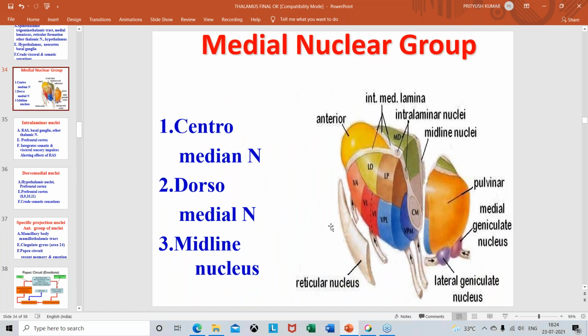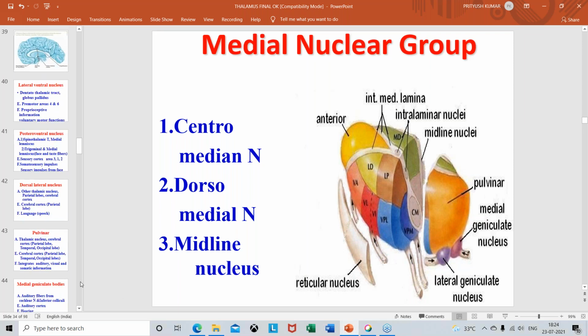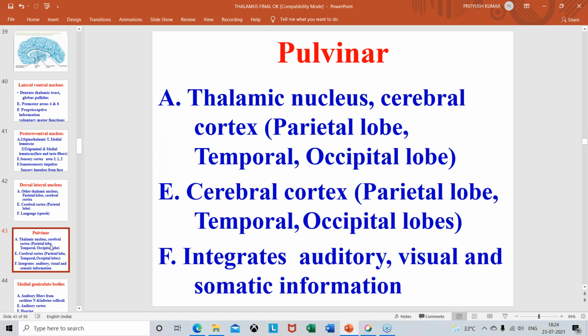Here you can see this pulvinar. This structure is connected with the various association areas in the cortex, and as it is connected with the various association areas, it is integrating the auditory, visual, and somatic information.